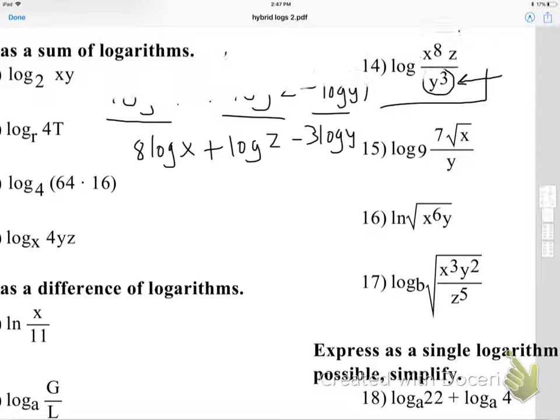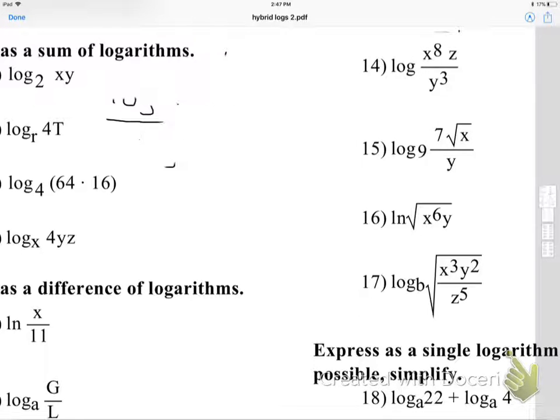Right, okay, on to question 15. Now then, you know what I'm going to do for question 15? I'm going to change this 7 to a 9, okay? That 7 is now a 9. Right, so here we go. I still have 2 things on the numerator and 1 on the denominator.